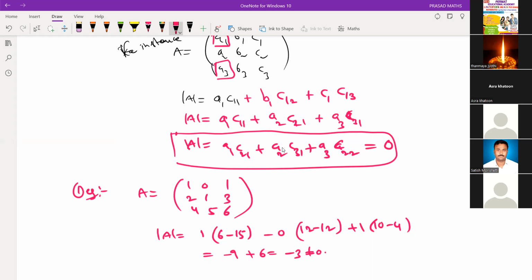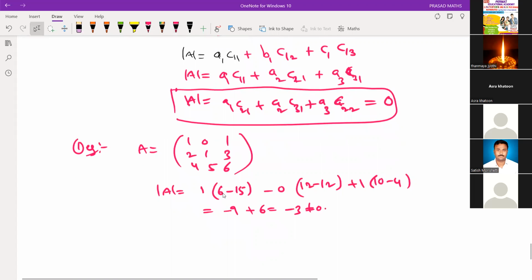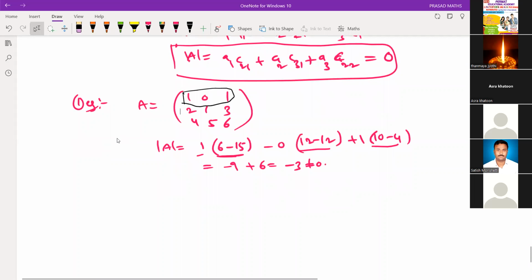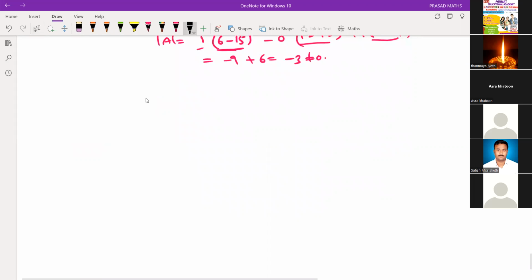This is non-zero. Right? So this is nothing but like this. You need to compute it. This is one element, its corresponding cofactor. This is the cofactor. This is cofactor. This is cofactor. Right? I am evaluating the determinant along this row. Right? You can evaluate the determinant along any column or any row suitably. Right? Now looking for properties. I don't want to waste my time because you know these properties.